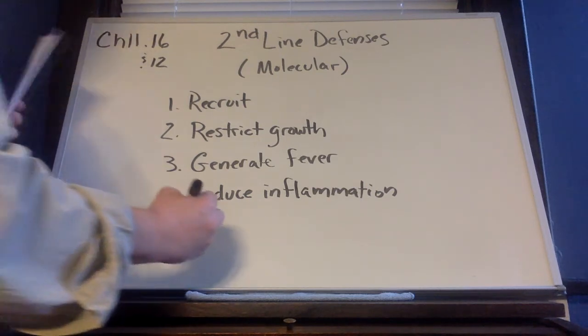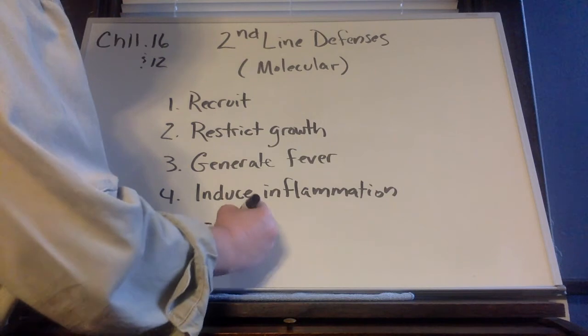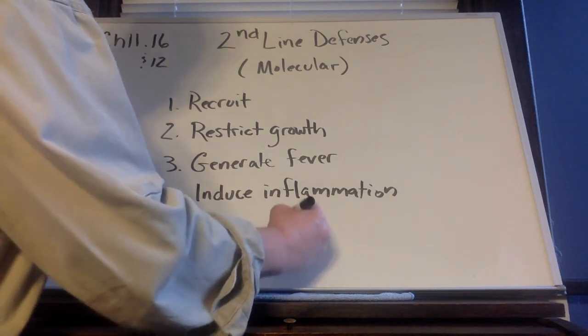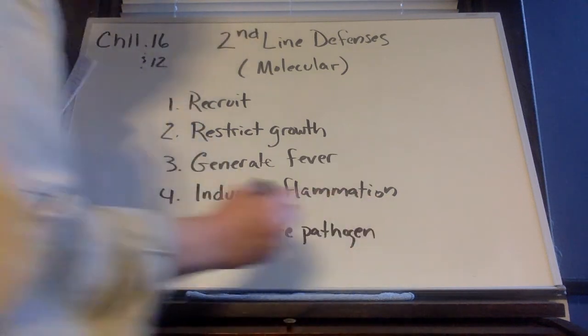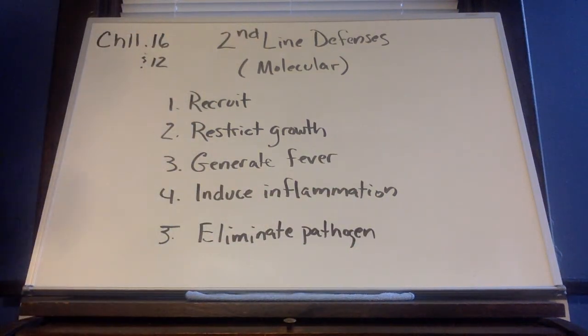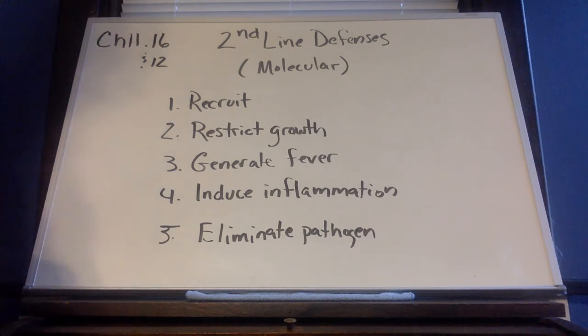So number 5 would be that sometimes this is all we need in order to eliminate a pathogen. So those are at least 5 different roles. You should know all of them and be able to explain what happens with each.